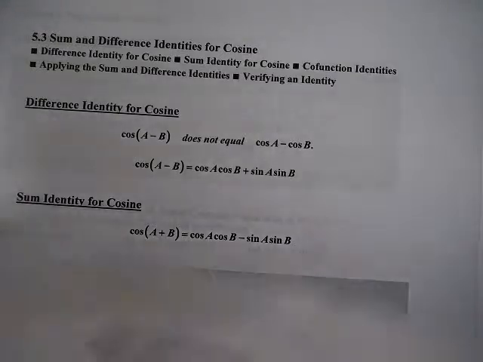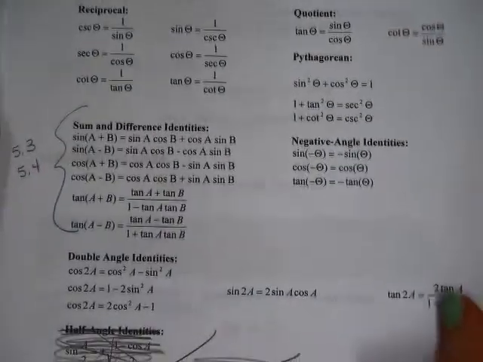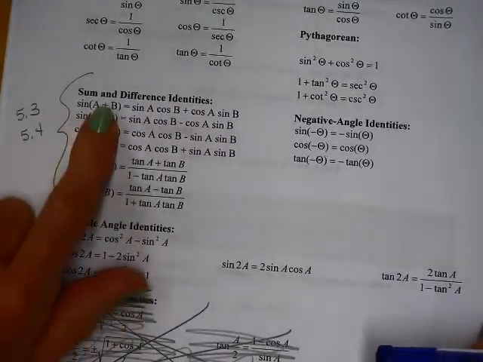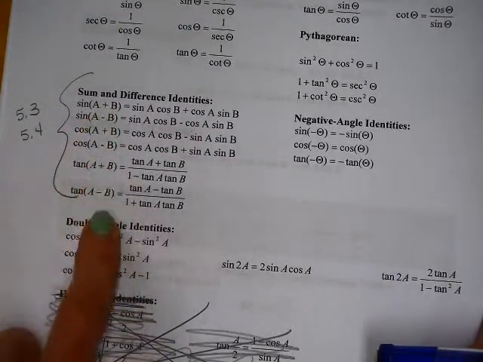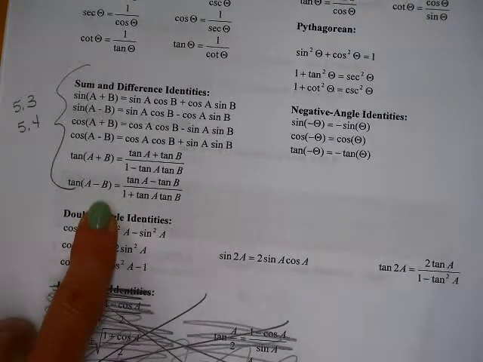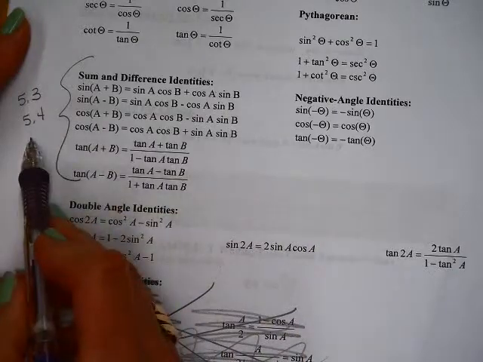All right, the identities out of 5.3 and 5.4 that we are covering are the sum and difference identities and the cofunction identities, which are not on this sheet, but I will put them on your identity sheet for your test. Sum and difference identities are 5.3 and 5.4.